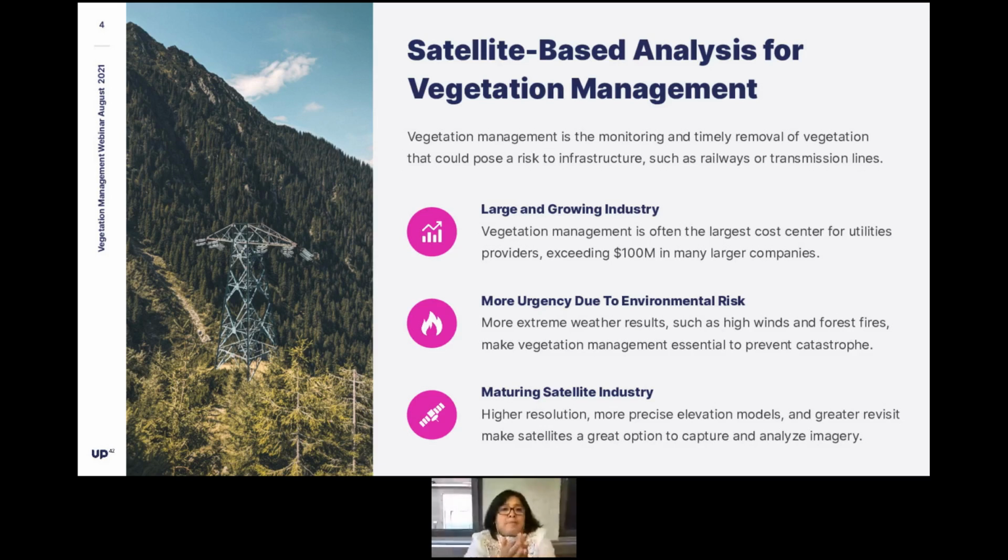So what is vegetation management? Vegetation management is the monitoring and timely removal of vegetation that could pose a risk to infrastructure such as railways and transmission lines. Traditionally, it is a manual process. Some companies have an army of inspectors who need to do in-situ inspection. This is a repetitive process, very costly, time-consuming, and of course, inefficient. That is why vegetation management is often the largest cost center for utilities providers, exceeding 100 million in many larger companies.